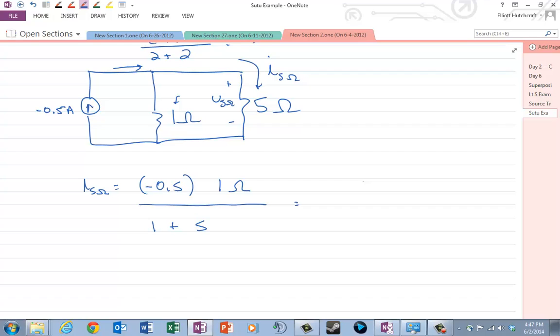So this is minus 0.083 with a bar over it, milliamps.